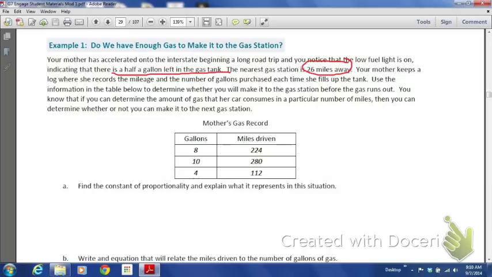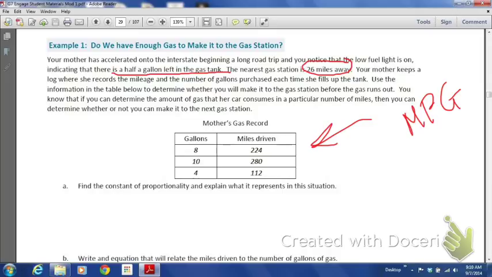So go ahead and use this. Here's Mom's log down here, her gas record. I want you to use the information in this table to determine whether you will make it to the gas station before the gas runs out. If you can determine the amount of gas that her car consumes in a particular number of miles, what we're trying to find out here is her miles per gallon.